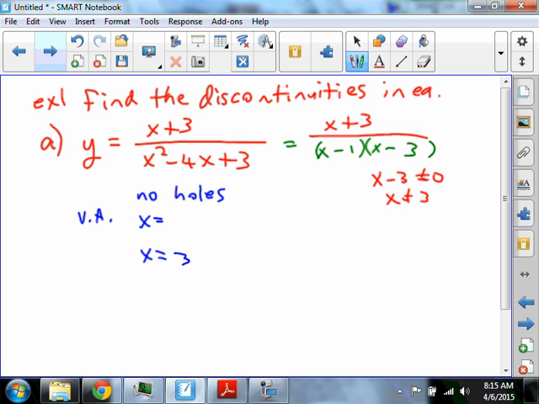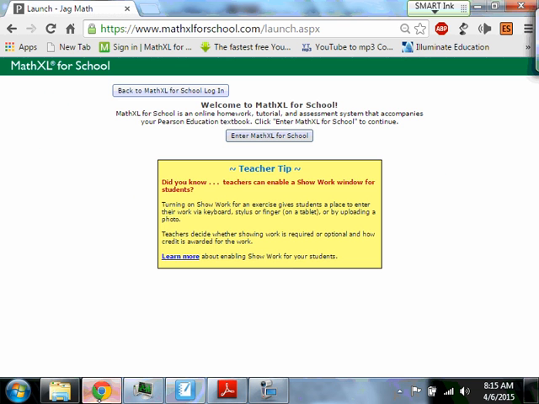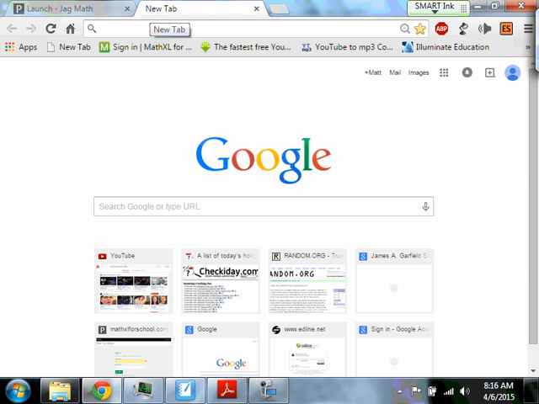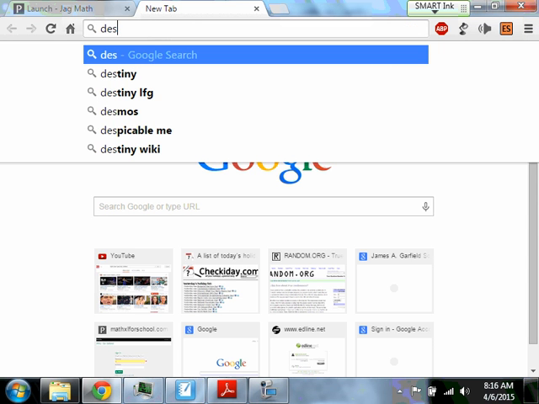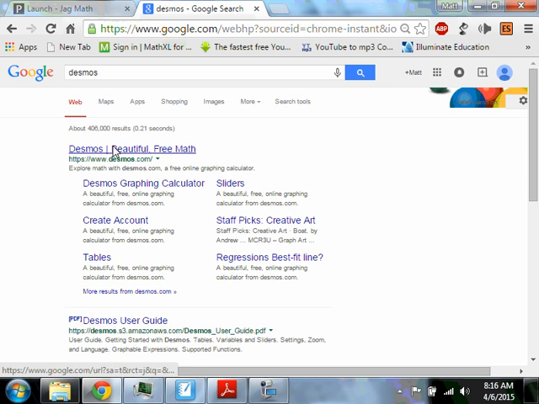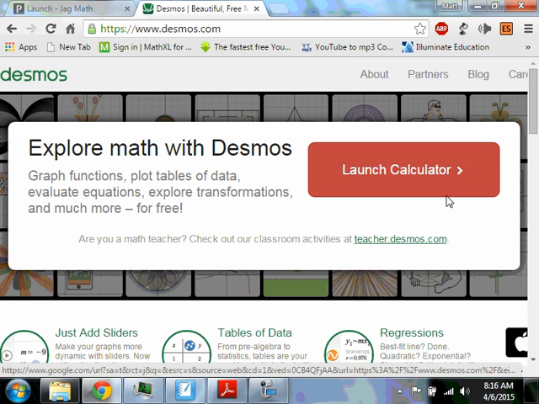Okay? Now, you might think that I'm just making this stuff up. So if you want to, you could verify this. You could go online. What's our resource online that we could use to graph things? Desmos. There we go. Here is our old friend Desmos. A beautiful free graphing calculator. Here we go.